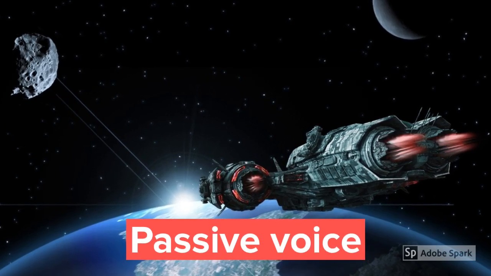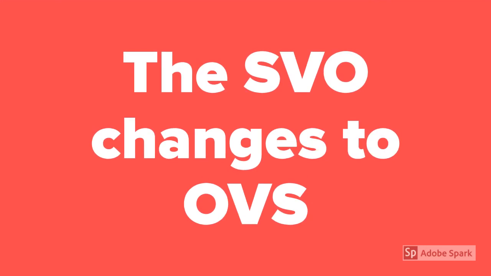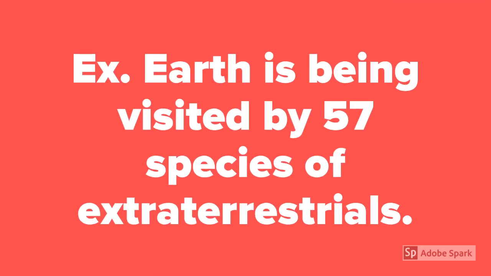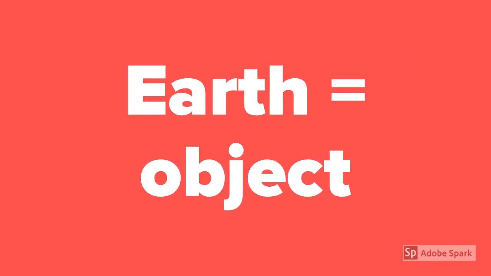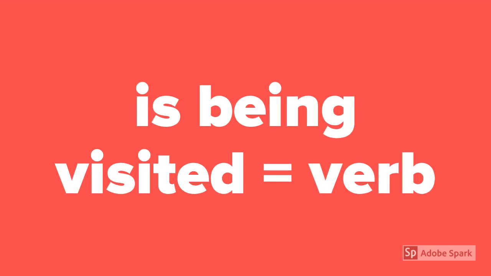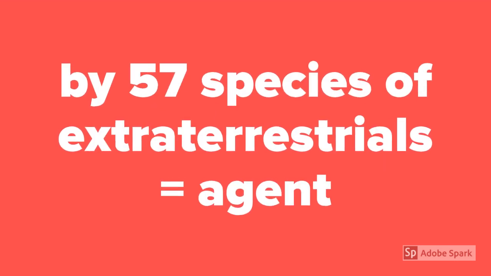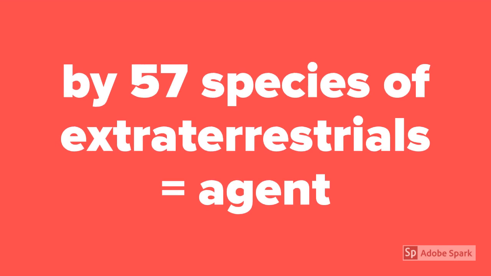For passive voice, the subject-verb-object changes to object-verb-subject, or agent. For example, Earth is being visited by 57 species of extraterrestrials. Earth is the object found at the beginning. Is being visited is the verb. And by 57 species of extraterrestrials is the agent or the subject.